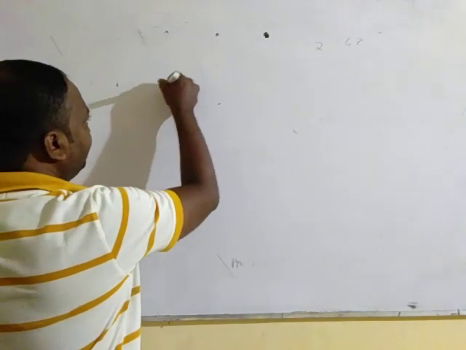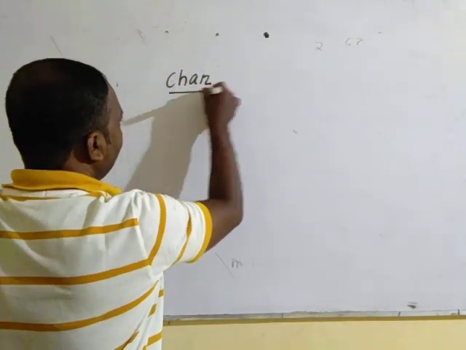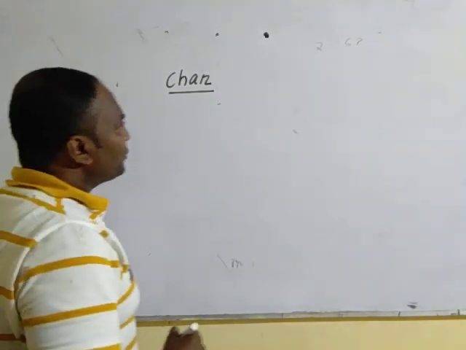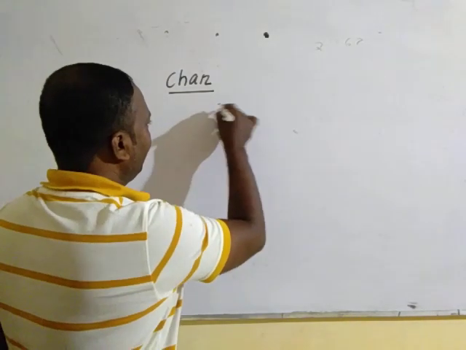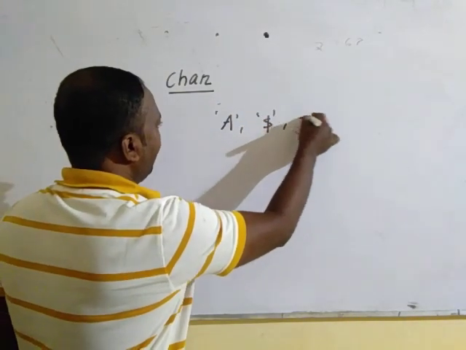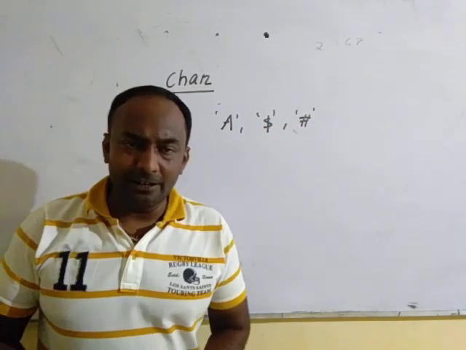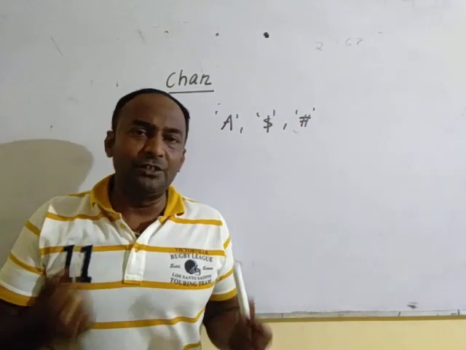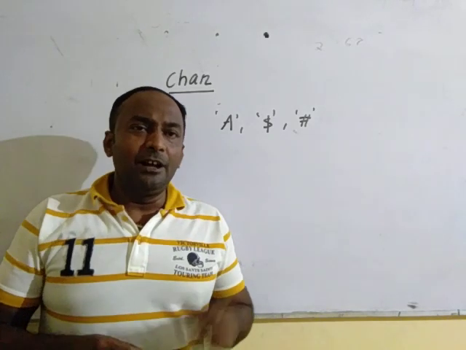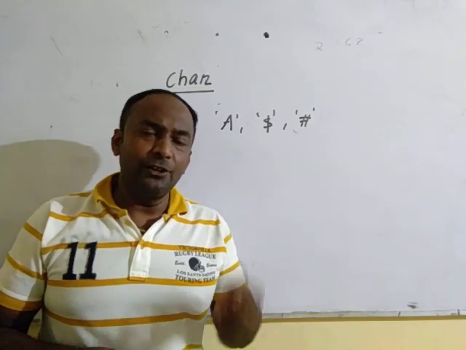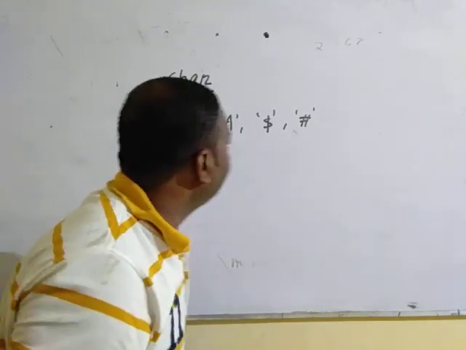Character data type can store a single character like a, dollar, hash, like this. This also can be signed or unsigned. Okay. Character data type can store both signed and unsigned characters, and it can store a single character within single quotes.